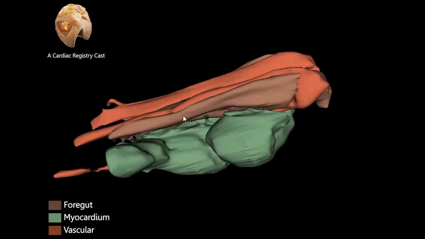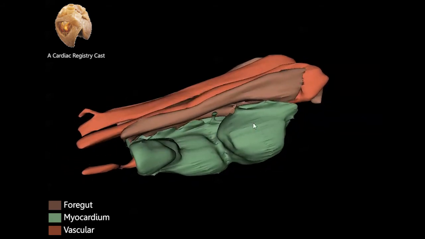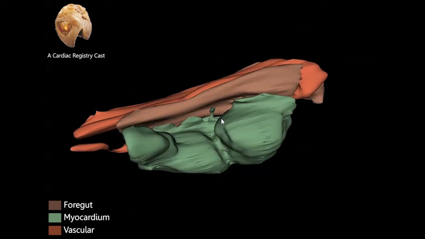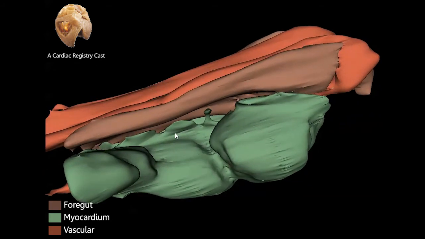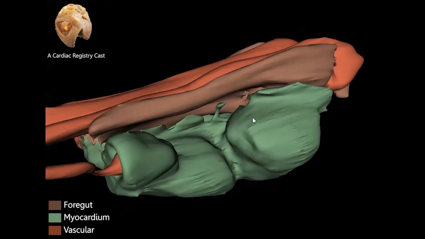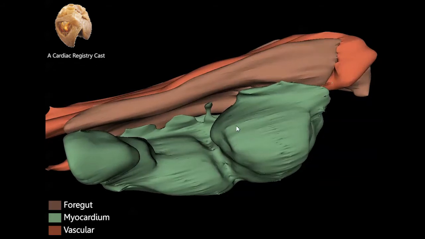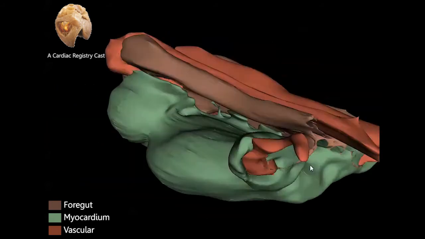Compared to the stage 9 embryo, we no longer see the trough of myocardium, but a complete tube has formed now. It is still partially attached to the prepharyngeal mesoderm by the dorsal mesocardium, or the stalk that connects the heart tube with the prepharyngeal mesoderm. We can see that this has begun to break down in spots.